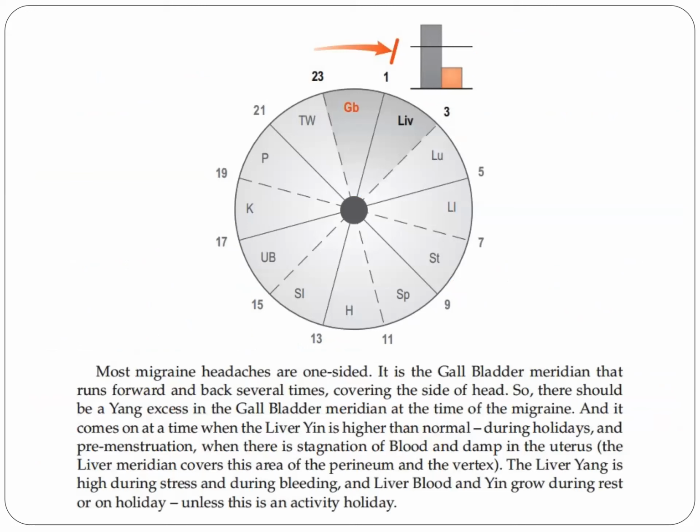Most migraine headaches are one-sided. It is the gallbladder meridian that runs forward and back several times, covering the side of the head. So there should be a yang excess in the gallbladder meridian at the time of migraine. And it comes on at a time when the liver yin is higher than normal, during hydration and premenstruation, when there is stagnation of blood and damp in the uterus. It is where the liver meridian covers this area in the perineum and the vertex.